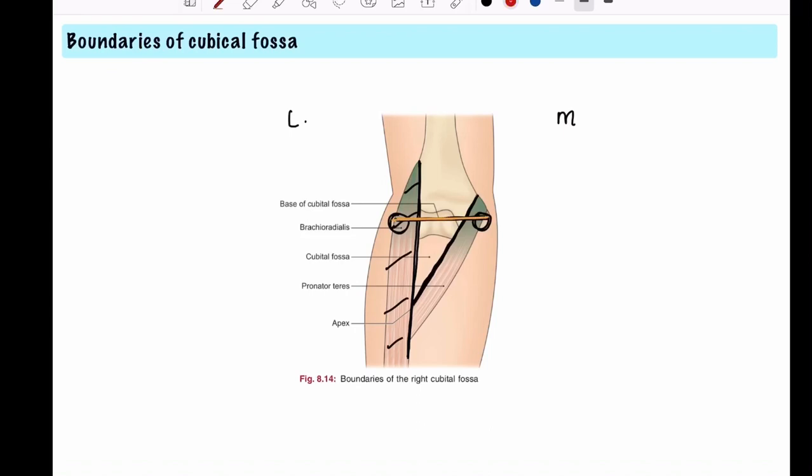And the apex of the fossa is directed downwards. This is the apex, which is formed when the brachioradialis muscle crosses the pronator teres. So, when the brachioradialis crosses the pronator teres, the apex is formed. This is the apex.